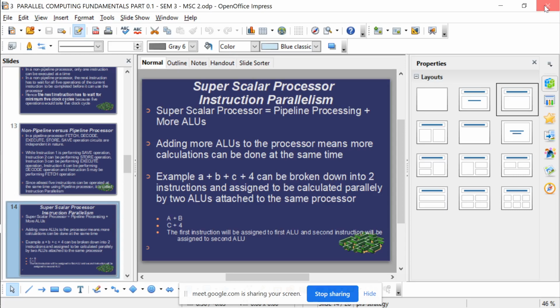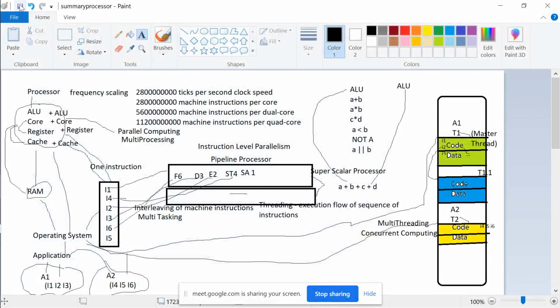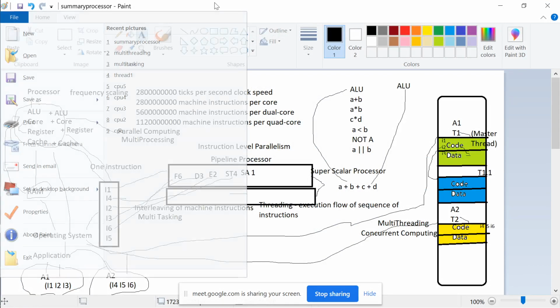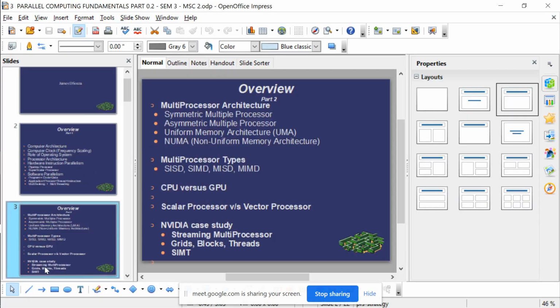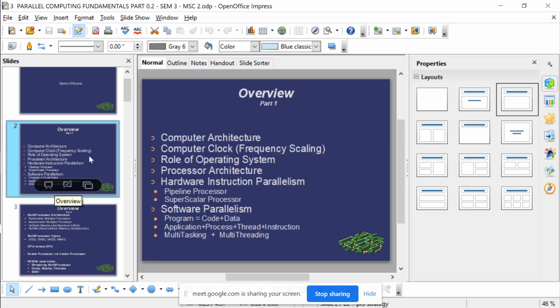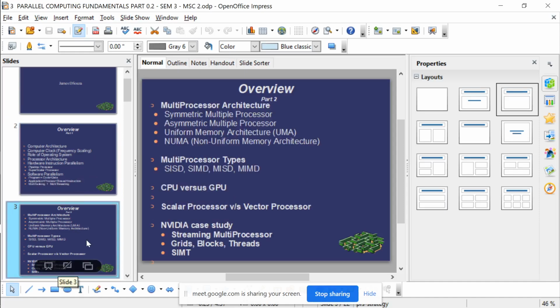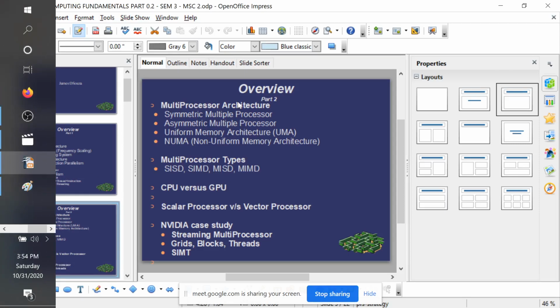So now we will move forward. Let me save this first. Now we are going to get inside multi-processing, the hardware part. Concurrent computing we have kind of covered, right? We spoke about threading and concurrent computing, and we will cover a little bit more later. But first we will cover multi-processing in today's lecture.